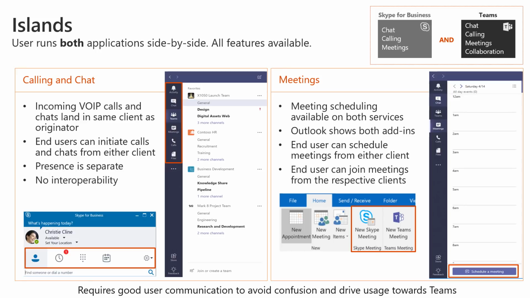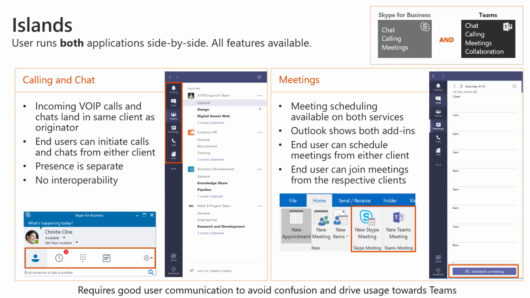Islands mode is the default mode that we have in Office 365, and in this mode, the user is expected to run both applications side by side. All of the features are available between both of the respective applications. So again, as we look in our upper right corner here, from a Skype for Business perspective, I have chat, calling, and meetings. And on the Teams side, I have chat, calling, meetings, and collaboration. Thus, the user is running both clients, and in this case, with overlapping feature sets between the two.